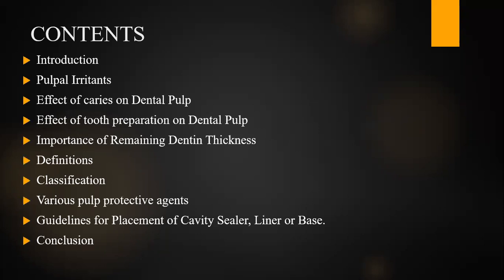and that flow chart should include introduction, pulpal irritants, effect of caries on dental pulp, effect of tooth preparation on dental pulp, importance of remaining dentin thickness, definitions, classification, various pulp protective agents, guidelines for placement of cavity sealer, liner or base, and finally conclusion.